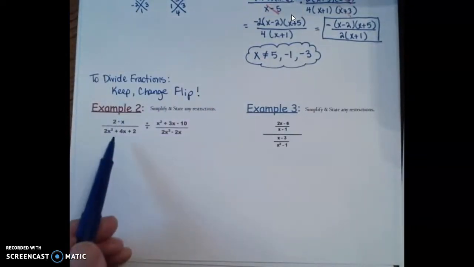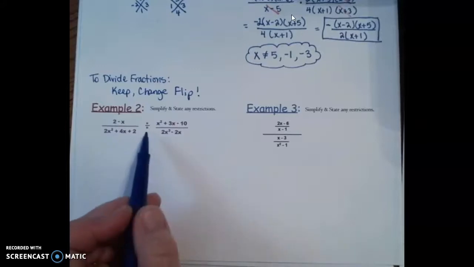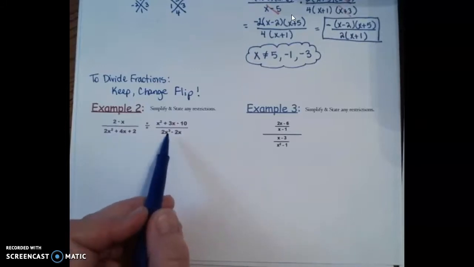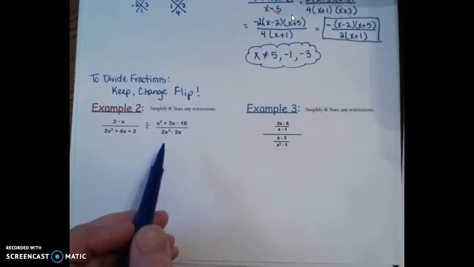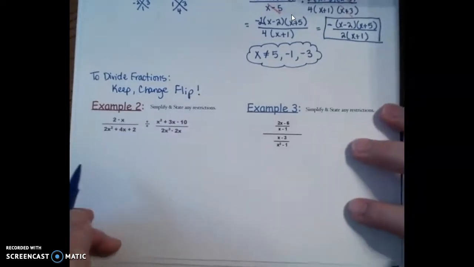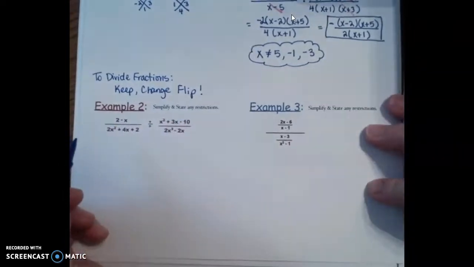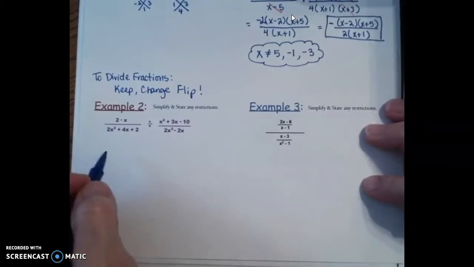Okay, so that means we're going to keep the first fraction the same. We're going to change our division to multiplication, and we'll flip our second fraction. So I would go ahead and do that step first before you forget to do it in the end.